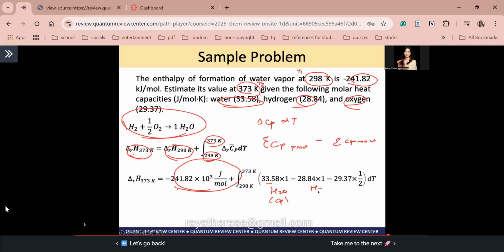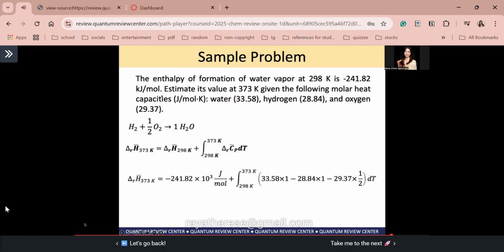So this is H2 molar heat capacity. And lastly, oxygen is also a reactant, right? And its molar heat capacity is 29.37 times 1/2 because your coefficient is 1/2. So this is O2 Cp. Tapos, gamitin nyo lang calculator nyo, guys, in order to solve for this because may integral function naman yung ating calculator. So solving, we get, ano na po you guys? Tama. Delta RH at 373K is equal to negative 243 kilojoules per mole.